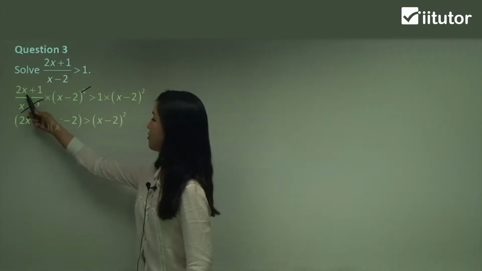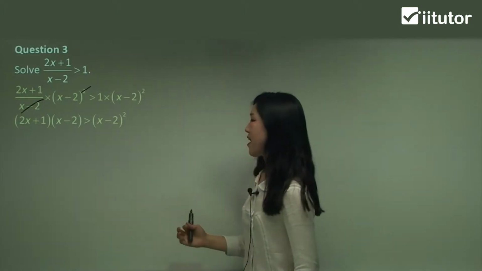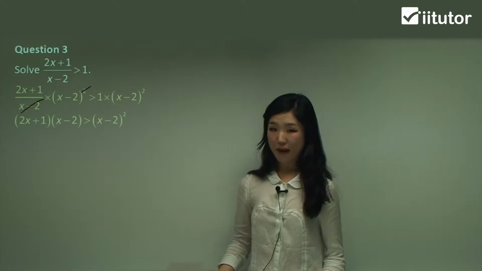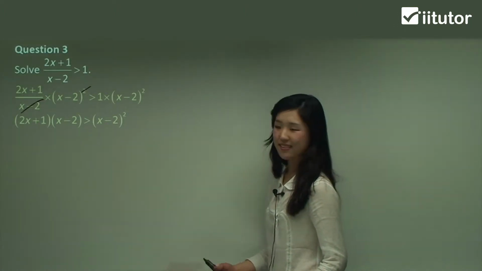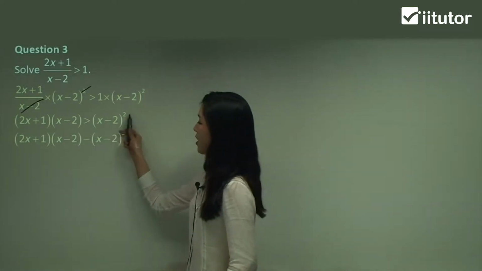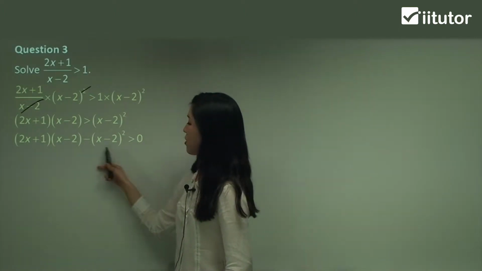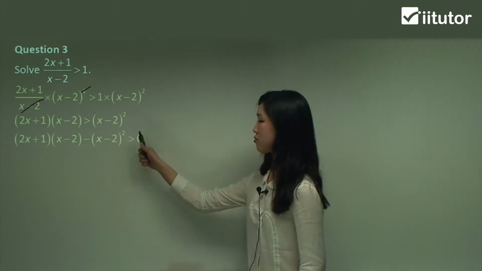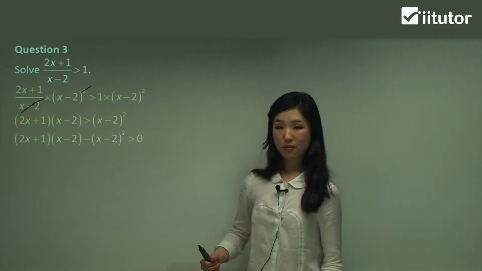So this side I have 2x plus 1 times x minus 2, and this side I just have x minus 2 squared. Okay? Now again, please don't just expand. Please don't expand. That's going to be very, very confusing and lead you to silly mistakes. So let's move everything onto one side like this. So this one, I just moved it all over to the left-hand side. So I have all this 2x plus 1 times x minus 2 minus x minus 2 squared, and that's greater than 0, isn't it?